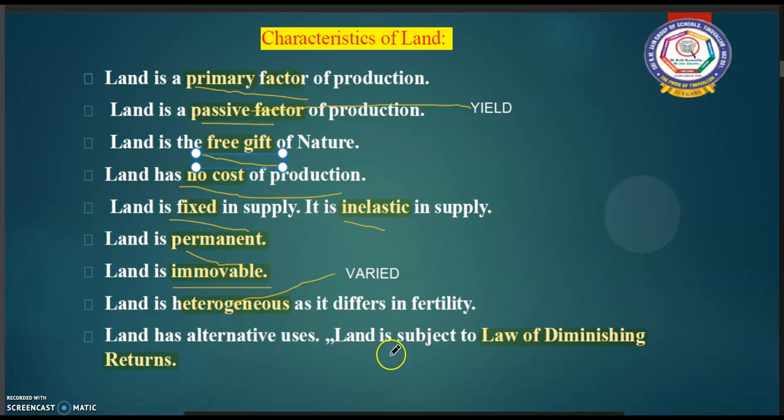Land has alternative uses. Land is subject to the law of diminishing returns. So land is used for various purposes like construction of houses, or it may be used for cultivation or for constructing industries like that. So land has alternative uses.